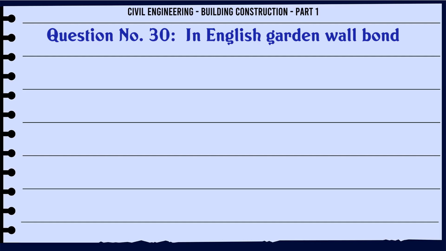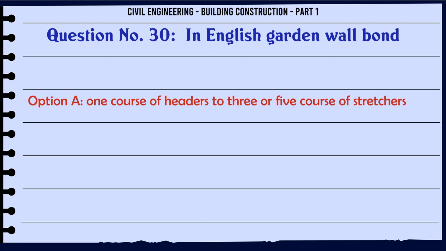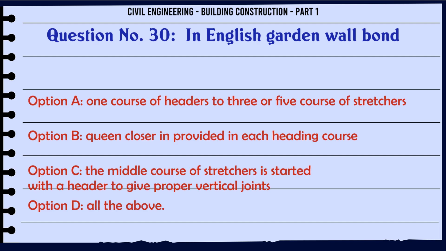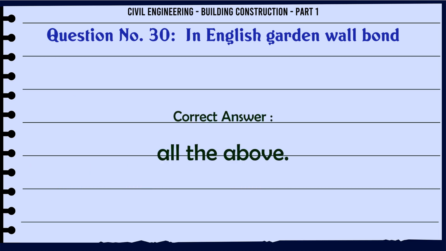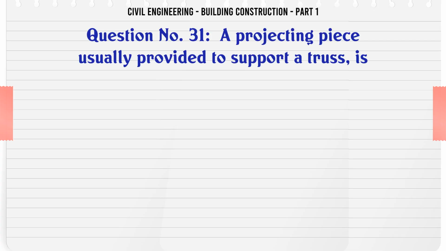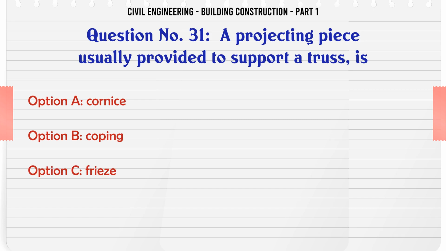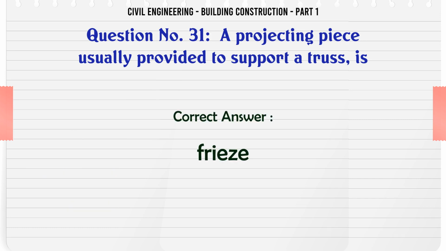In English garden wall bond, A, 1 course of headers to 3 or 5 courses of stretchers. B, Queen closer is provided in each heading course. C, The middle course of stretchers is started with a header to give proper vertical joints. D, All the above. The correct answer is all the above. A projecting piece usually provided to support a truss is A, cornice, B, coping, C, frieze, D, lintel. The correct answer is frieze.